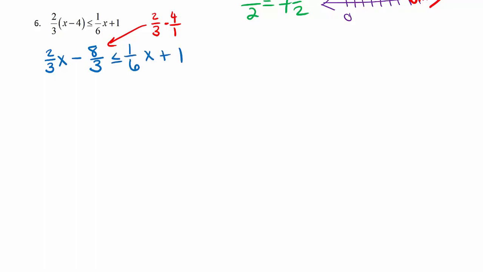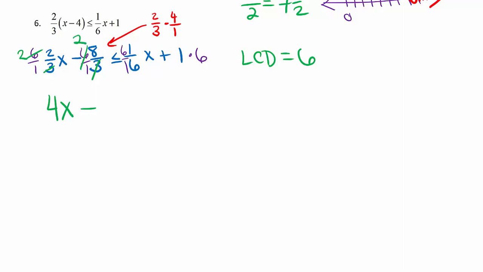Now I'm going to multiply everything by the least common denominator. In this case, I have denominators of 3 and 6, and so that LCD is going to be 6. So every single term gets multiplied by 6. 6 divided by 3 is 2, and 2 times 2 is 4, so 4x is that first term. 6 divided by 3 is 2 again. 2 times 8 is 16. 6 divided by 6 is 1, so I've got a 1x, and finally 1 times 6 is 6.